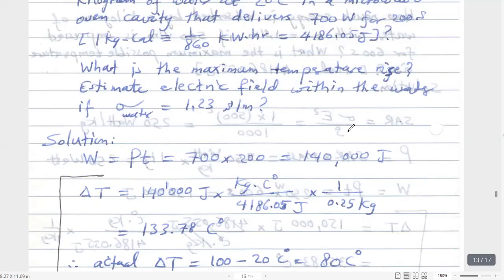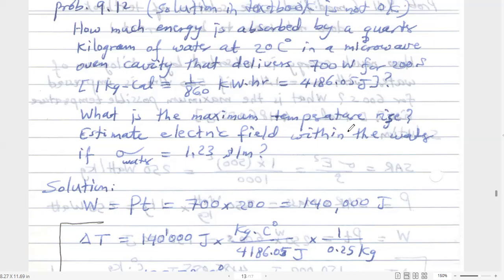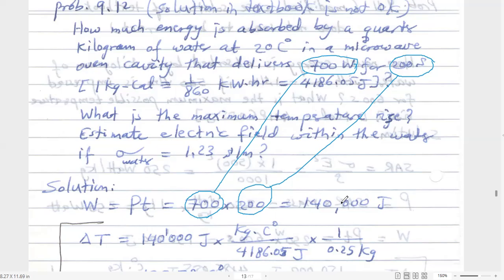Okay, to find the energy, the power is given, 700 watts. We multiply by the time. The time is 200 seconds. We multiply the power by the time, and we obtain the energy: 7 times 2 is 14, and we put the 4 zeros.